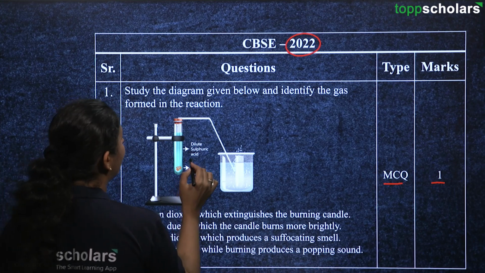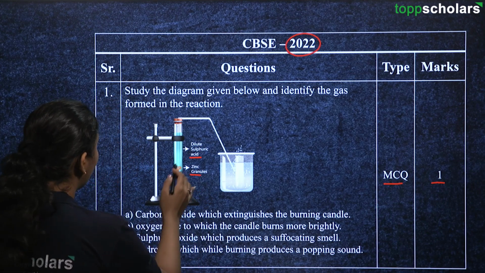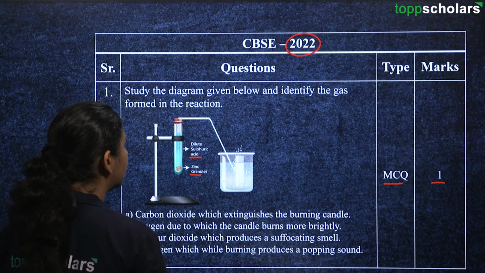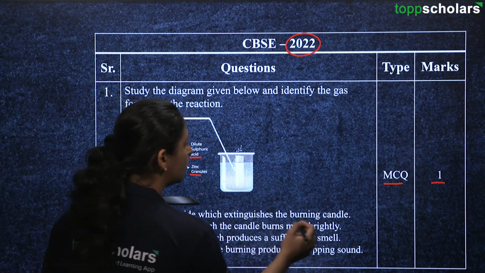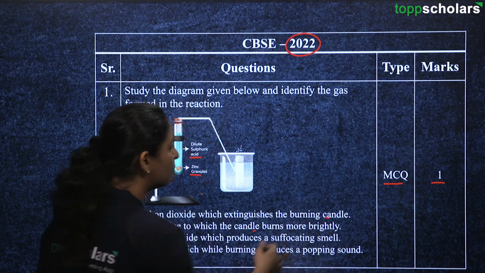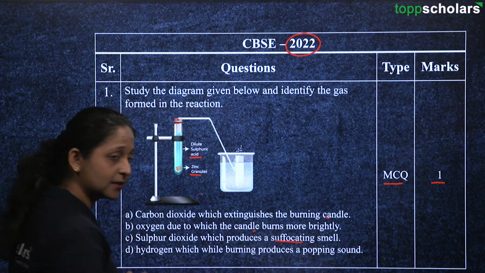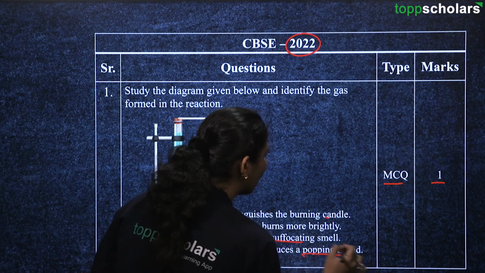So, here you have dilute sulfuric acid and zinc granules. So, when zinc granules are reacting with dilute sulfuric acid, what is the gas which is released? Carbon dioxide, which extinguishes the burning candle. Oxygen, due to which the candle burns more brightly. Sulfur dioxide, which produces a suffocating smell. And hydrogen, which while burning produces a popping sound.